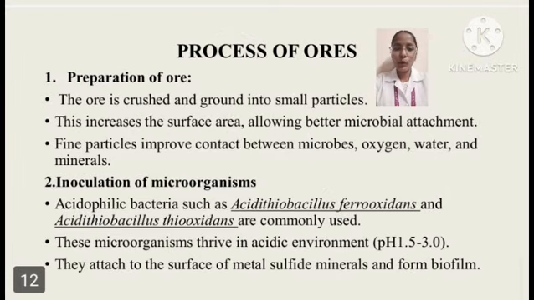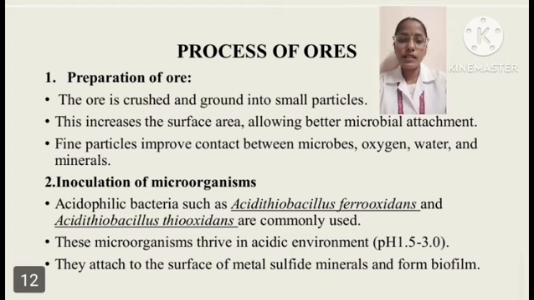Next, we discuss the process of bioleaching. What processes are involved in bioleaching? Preparation of ores, inoculation of the microorganisms, microbial oxidation of iron and sulfur, regeneration cycle, formation of the leaching liquids, and recovery of the metal. The first process is preparation of the ores. The ores are crushed and ground into small particles, which increases the surface area and allows better microbial attachment. Fine particles improve the interaction between the microbes, oxygen, water, and minerals.